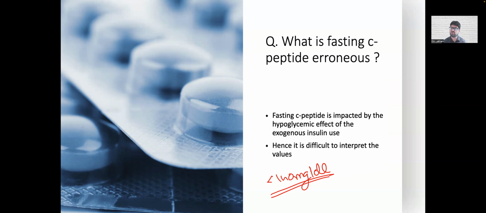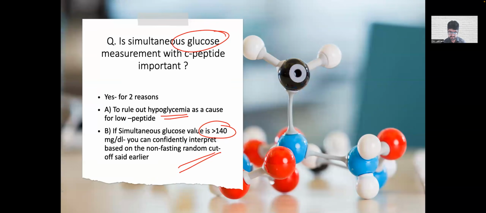And hence, isolated interpretation of fasting C-peptide in the context of trying to differentiate type 1 from type 2 may often be erroneous, and sometimes the value is very difficult to interpret. Okay, so this point we already talked about, right?